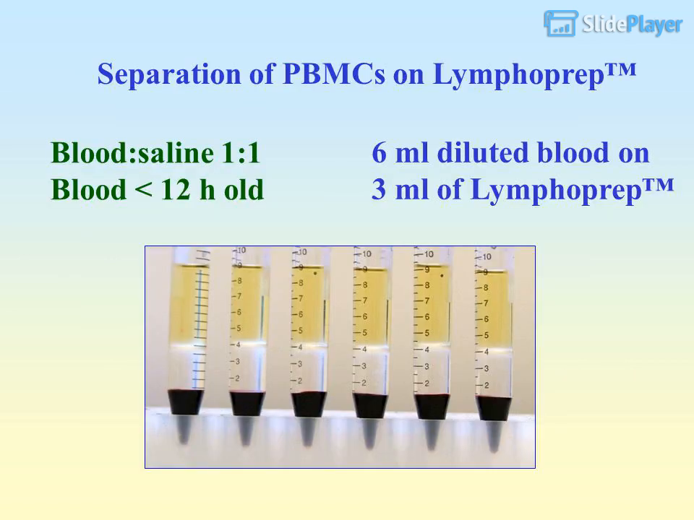Separation of PBMCs on Lymphoprep. Blood diluted 1:1 with saline; blood less than 12 hours old. 6 ml diluted blood on 3 ml of Lymphoprep. The recommended protocol is to dilute blood 1:1 with saline and layer 2 volumes over 1 volume of Lymphoprep. The result shows the banding of PBMCs from 6 healthy donors after centrifugation at 600 grams for 20 minutes at 20 degrees Celsius. The blood should be processed as soon as possible after drawing and should certainly not be used if more than 12 hours old.